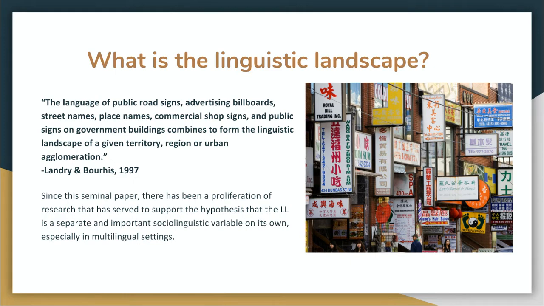What is the linguistic landscape? It is the language of public road signs, advertising billboards, street names, place names, commercial shop signs, and public signs on government buildings, which combine to form the linguistic landscape of a given territory, region, or urban agglomeration.